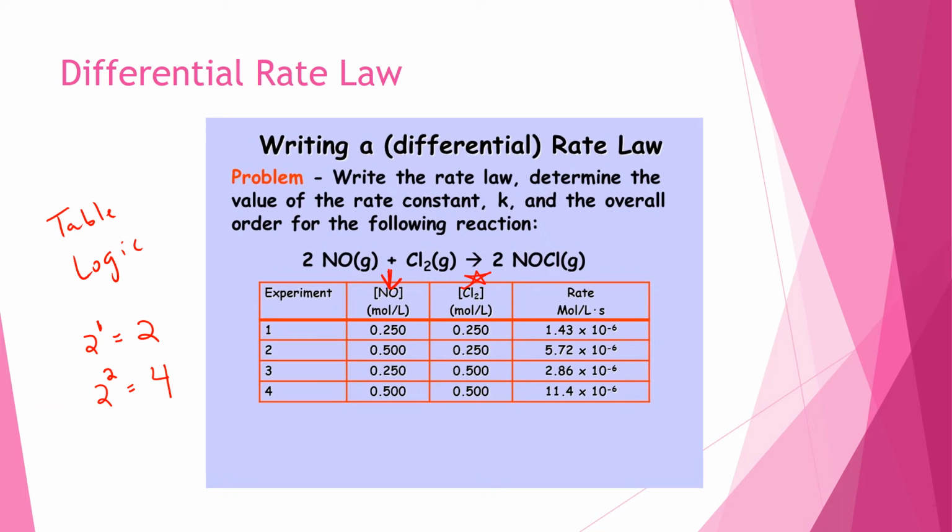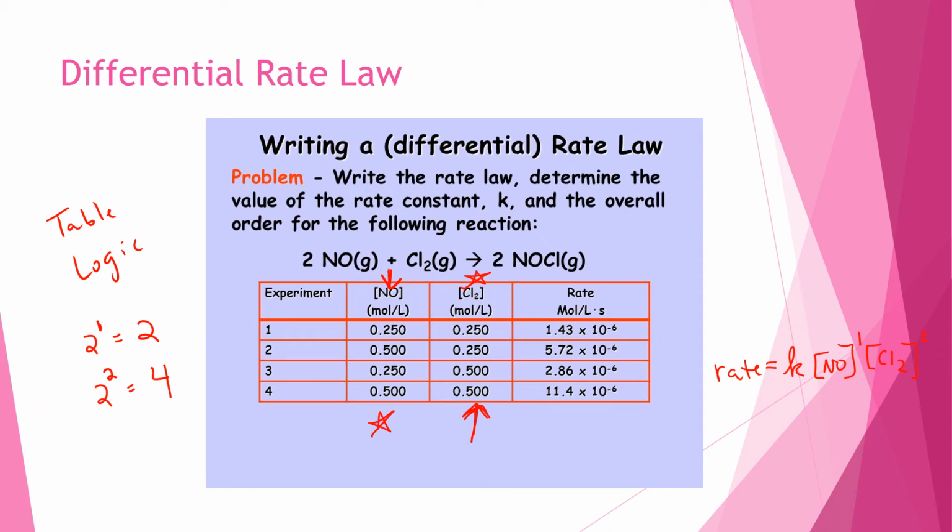If I want to know the order of Cl2, then I have to make sure that NO is held constant. And then I do the same table logic there according to the order. Once I know the order, I can write my rate law. So rate equals K, and then I would put in NO. Let's just say, for the sake of example, it's first order. And let's say Cl2 is second order. So this would be my rate law expression.